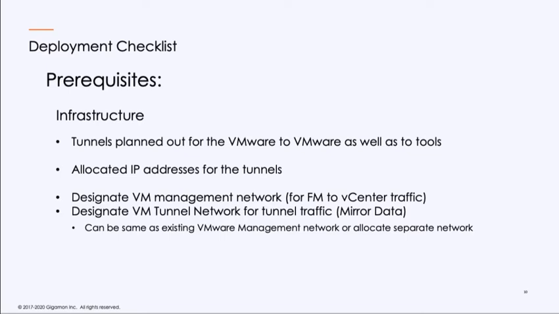You will need to designate a VM management network, and that's to allow Fabric Manager to talk to the vCenter. And then there's tunnel traffic that has to be done where it's the mirror data, and you need to designate the traffic that's going to flow on. Can it flow on the management network? Of course it can. Some people say, you know what, I have one network, it's all going to traverse it. Great. If you have designated separate networks that you want the mirror traffic to tunnel down, that's fine as well. So you can allocate it or use the same one.